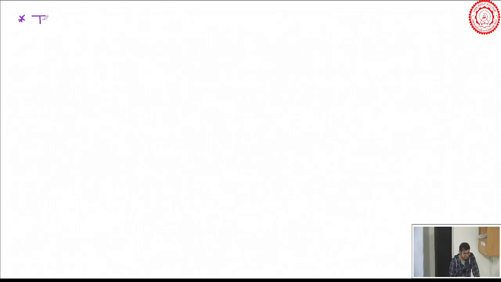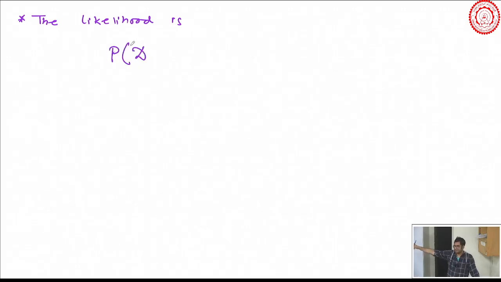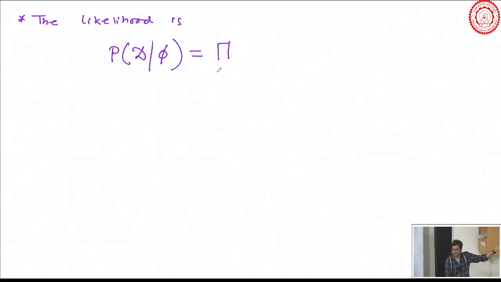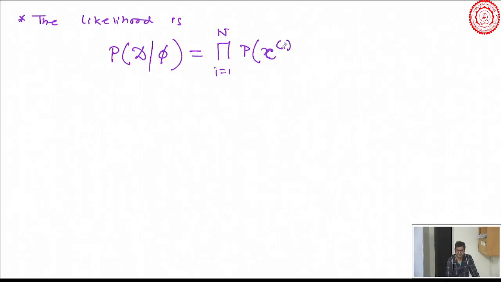So for this case, the likelihood is the probability of D, where this D is not your discriminator or the classifier. This is your data. I've written D already, so don't get confused. The probability of D given phi is equal to the product over all the data points, i equal to 1 to n, assuming n data points, of the probability of Ci, where Ci is the class.